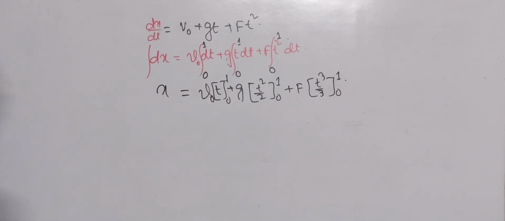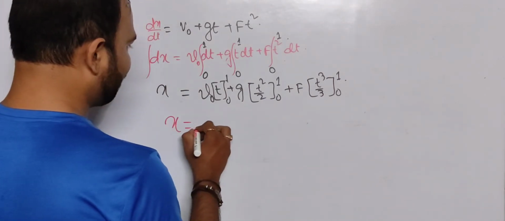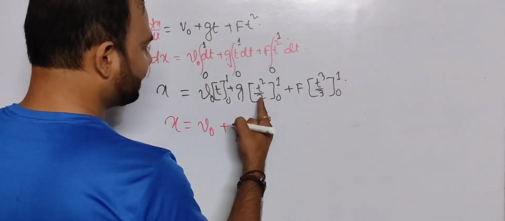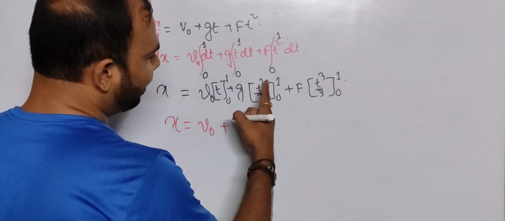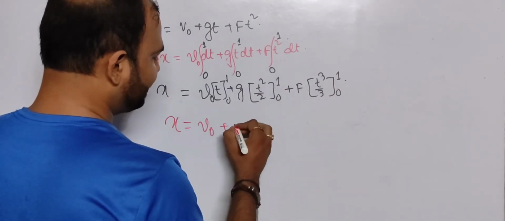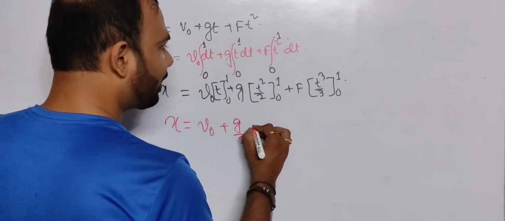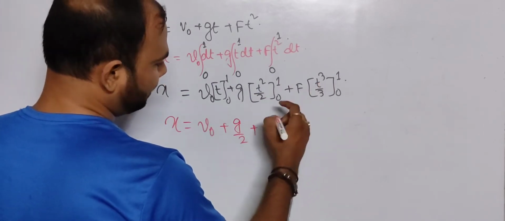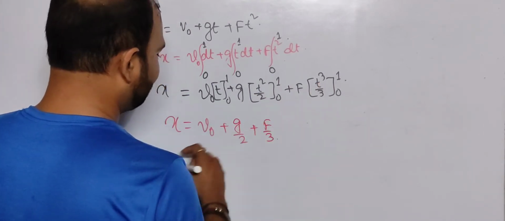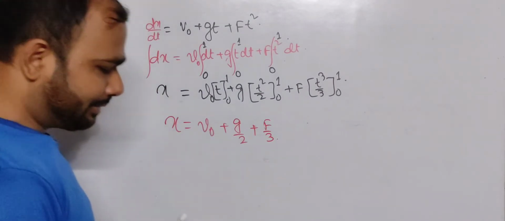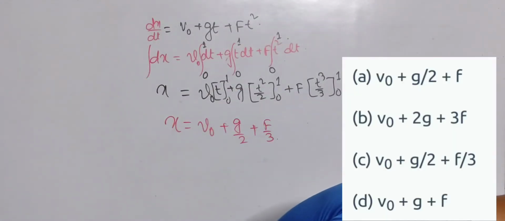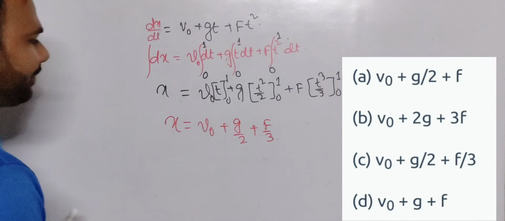If we put the limit, what we'll have? x equal to v naught plus, if 2 came out, 1 square minus 0 square, that is g by 2. 3 came out, again f by 3. This is the expression of the displacement, and I think option C is the correct option.